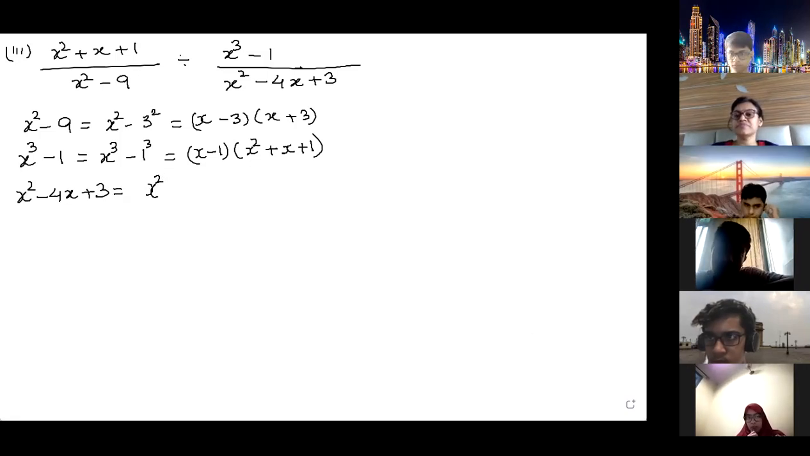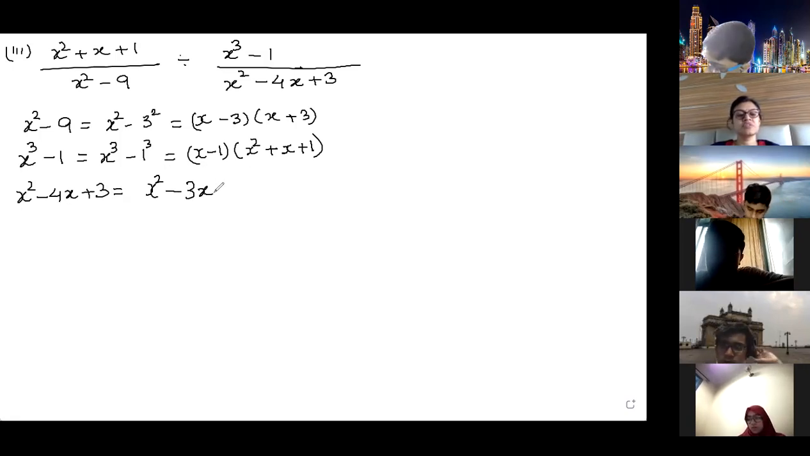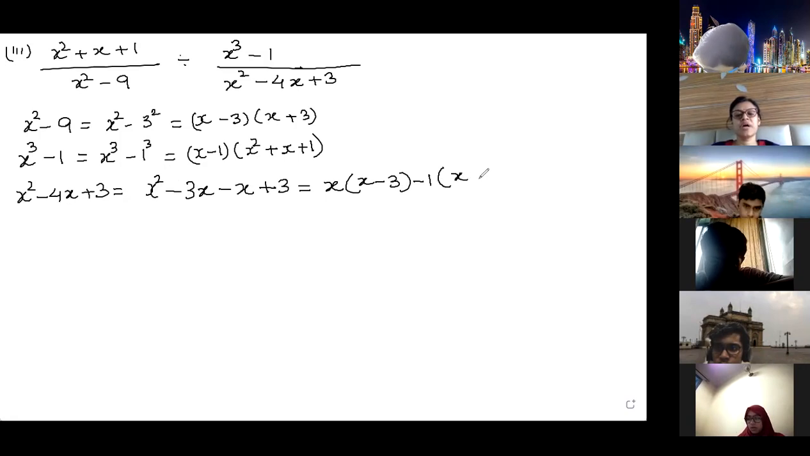Farhana? How will you split 3? Ma'am, minus 3x minus x. Correct. Minus 3x minus x makes it. So minus 3 into minus 1 is plus 3. So you're getting plus 3. So take out x common, x minus 3; minus 1 common and x minus 3. Opposite sign. So the answer over here is x minus 1 into x minus 3.